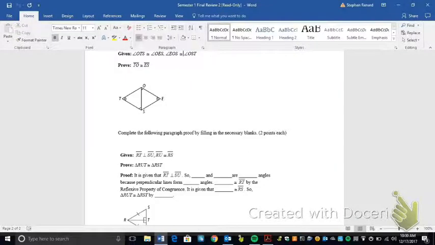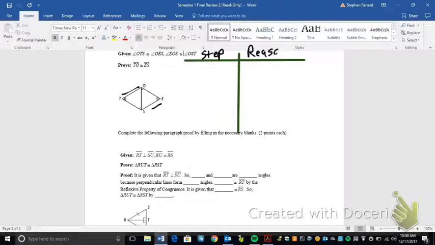Okay, complete the following proof. Now I'm going to do this one as a two-column proof. So left, steps, right, reasons. Okay, so I'm going to start off with my givens. OTS is congruent to OES. That's given.